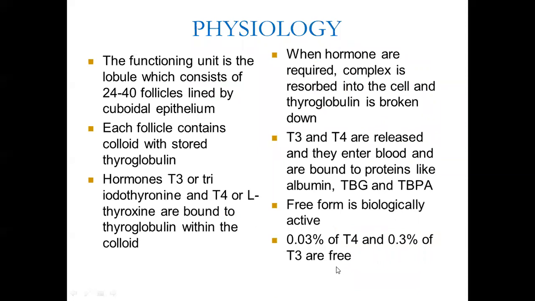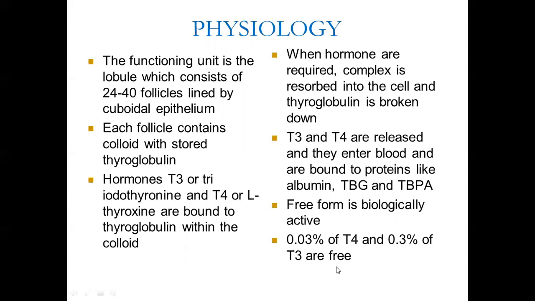So about the physiology. The thyroid gland contains lobules. Each lobule contains around 24 to 40 follicles, which are lined with cuboidal epithelium. And the follicle contains the colloid, which has the stored thyroglobulin. The two hormones T3 and T4, that is triiodothyronine and levothyroxine, are bound within the thyroglobulin and stored within the colloid. So whenever the hormone is required, this thyroglobulin hormone complex is resorbed into the cell and then broken down to release the T3 and T4 into the blood.